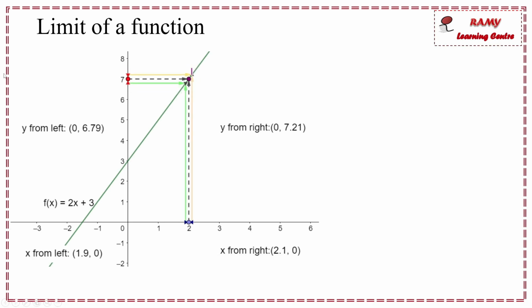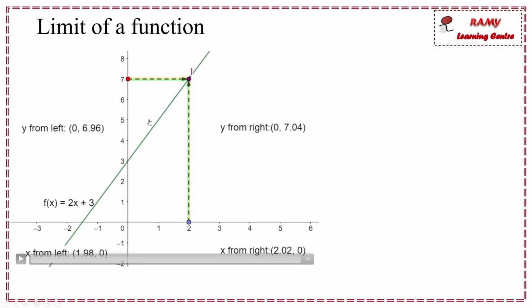Now we call the value of y as f(x) and this equation as f(x) = 2x + 3. Why? Because y is actually a function of x. So f(x) is nothing but the value of y, and here as x approaches 2, the value of y approaches 7 from either side. Therefore, the limit of this function is the value that f(x) approaches. So here the limit of this function is 7.